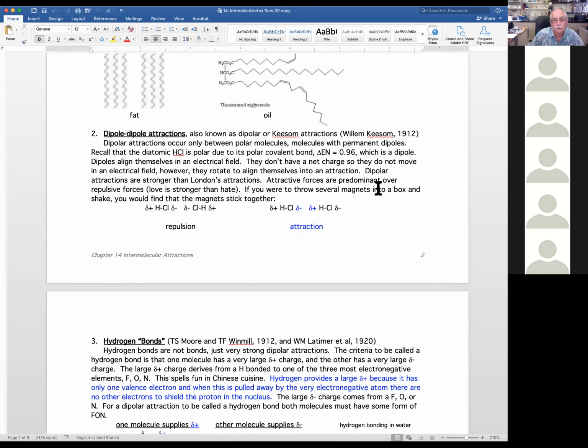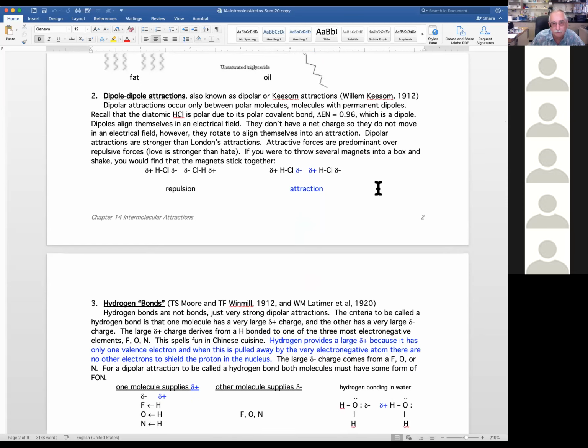So the next one are dipolar attractions, also known as Keesom, but very rarely. And so these are with polar molecules. So London's was with anything that collides with one another, right? But if you're a nonpolar molecule, that's the only attractive force you'll ever experience. But if you're a polar molecule, you'll be attracted to another polar molecule.